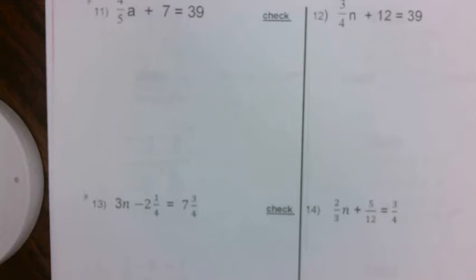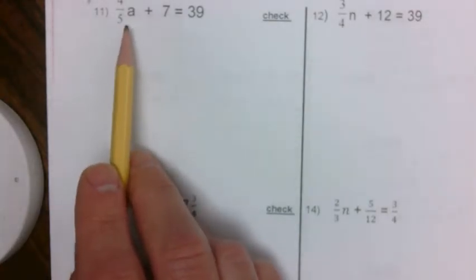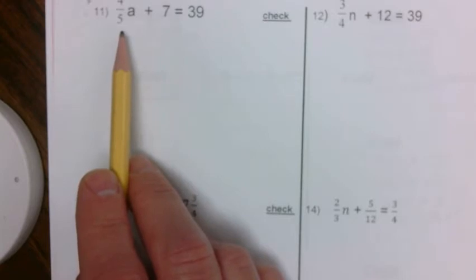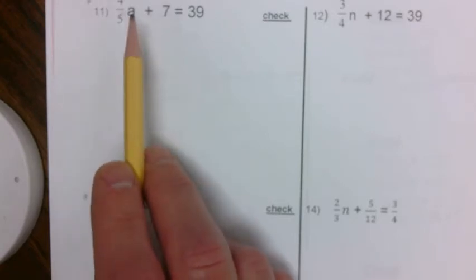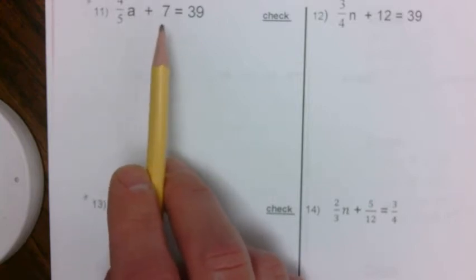In example 11, we have 4/5 a plus 7 equals 39. So once again, this is a two-step equation, and notice that the coefficient of my variable term is a fraction now, okay? Our process isn't going to be any different than any other two-step equation that we've worked with. The first thing that we have to do to get the variable term alone, we have to make a zero pair with the constant, which is a +7.